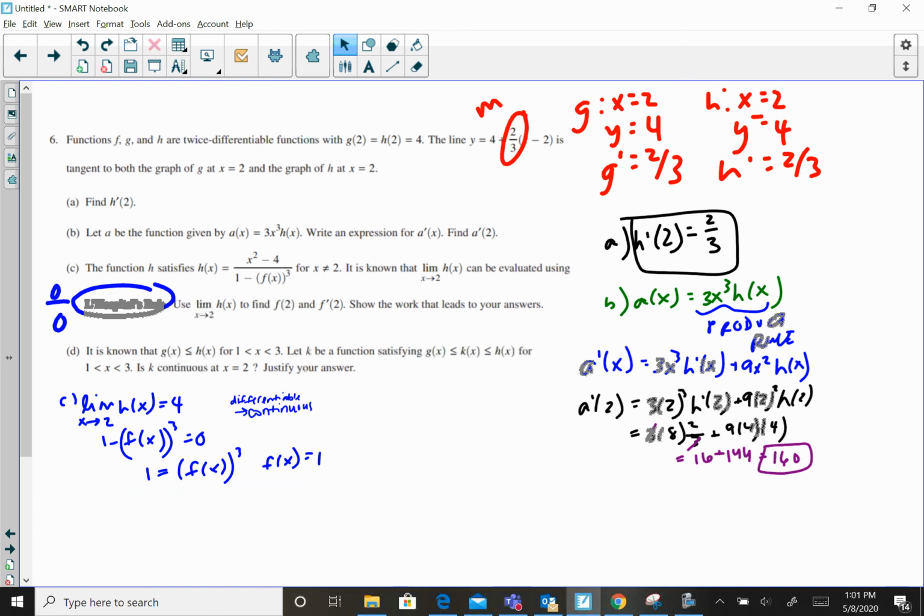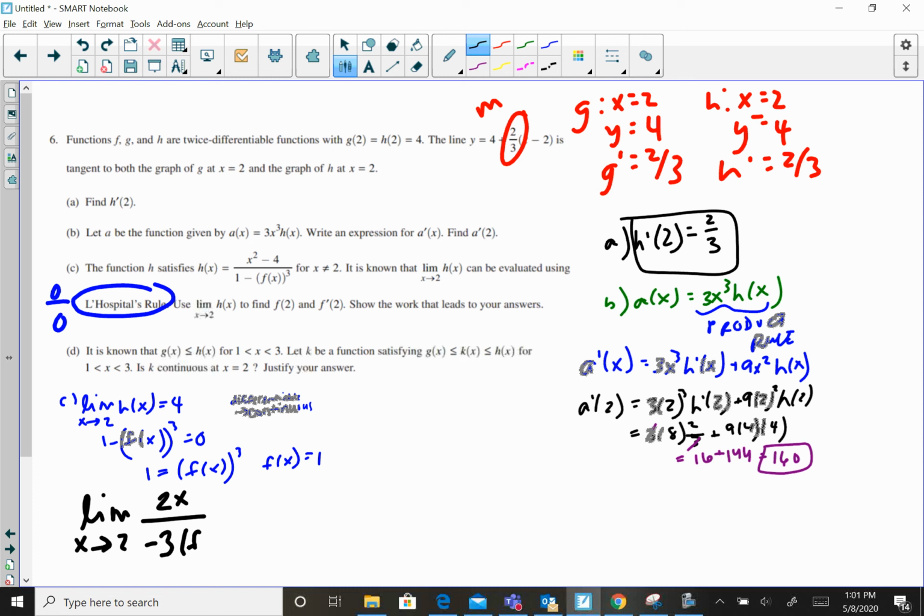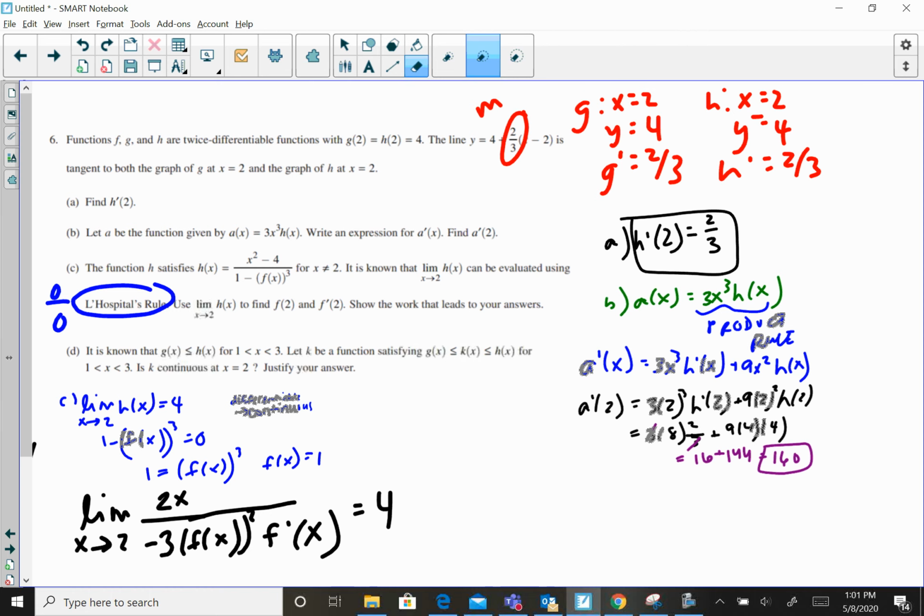So now I'm going to use L'Hopital's rule. L'Hopital's rule is derive the top, derive the bottom. So I'm going to have the limit as x approaches 2 of 2x on top, and on the bottom my 1 will drop off, my negative will stay, the 3 will come down. I'll have f of x squared times the derivative. This is chain rule. And this is going to be equal to 4. I know that because this is the limit of h, and h is a continuous function. h is defined at 2 to be 4. So now I can try to solve this and see what I got. I'm going to plug in that 2.